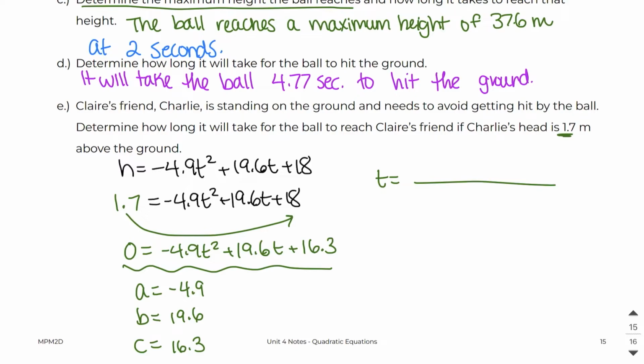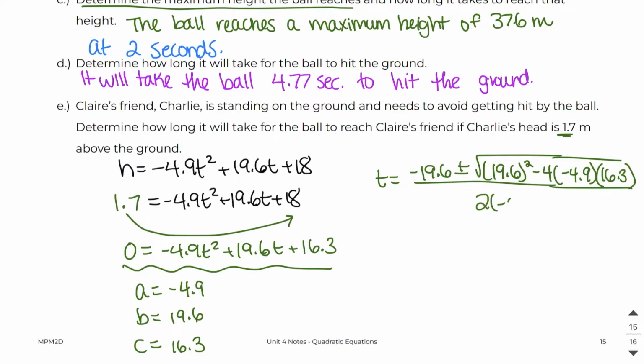So here I'm going to do t equals negative b, plus or minus the square root of b squared, which is 19.6, minus 4 times a, which is negative 4.9, times c, which is 16.3, and that's all over 2 times a, which is negative 4.9. So here I end up getting, I'm just going to put a line down the middle right here, 19.6 plus or minus the square root of, let's figure out what this is as a number here.